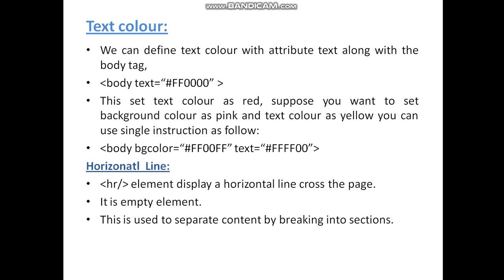Suppose you want to set the background color as pink and text color as yellow, both in the same body tag. You can use a single instruction as follows. First, body bgcolor equal to, in inverted commas, FF00FF, which indicates pink color, and text equal to, in inverted commas, FFFF00, which indicates a simple yellow color.